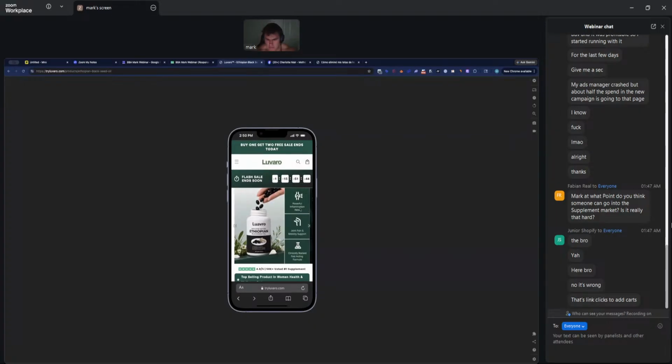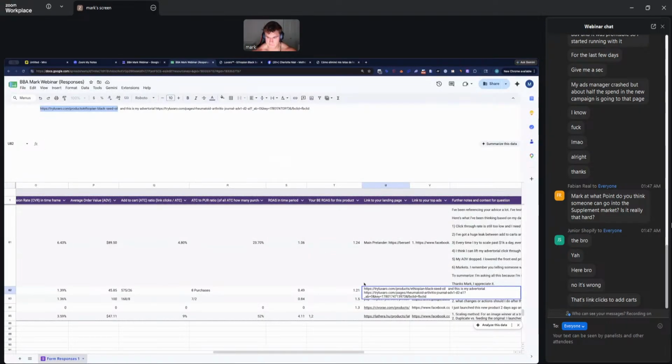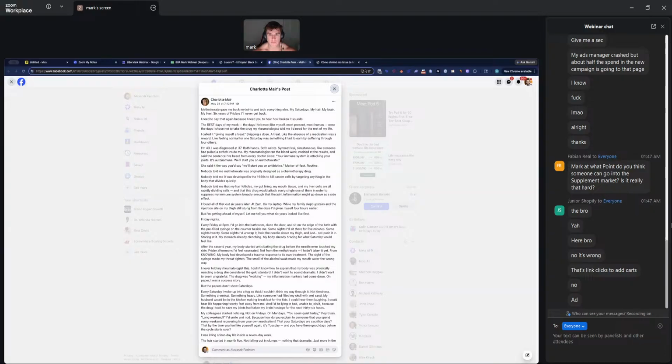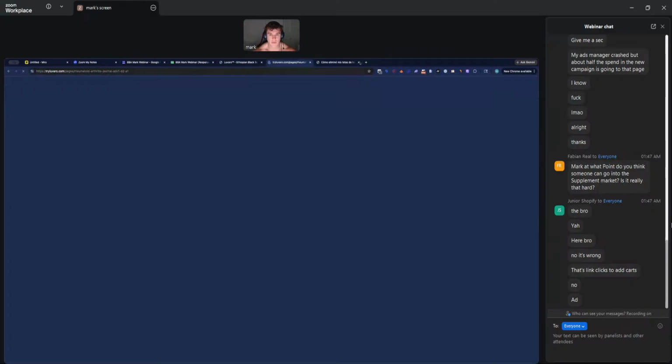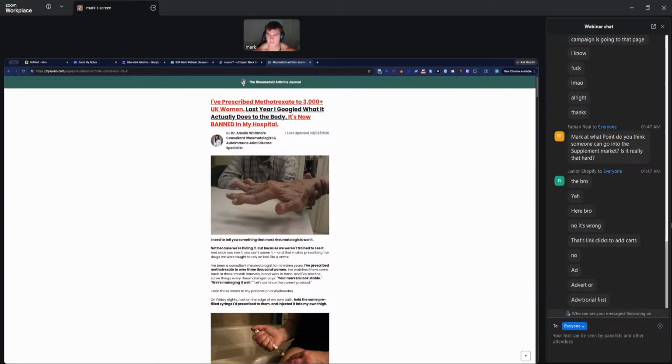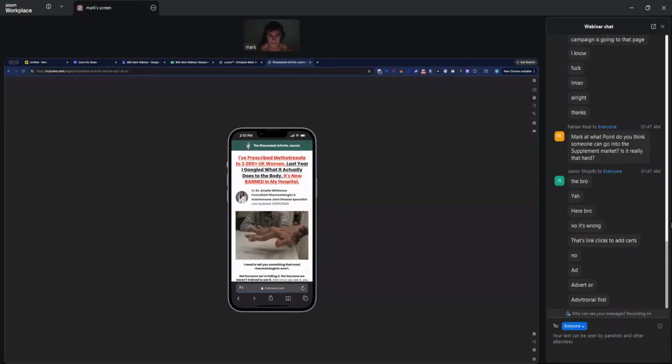Are you driving traffic directly to PDP? All the traffic direct to PDP? Or advertorial first for all of it? Advertorial first, okay. Jesus. Nice first image, bro.